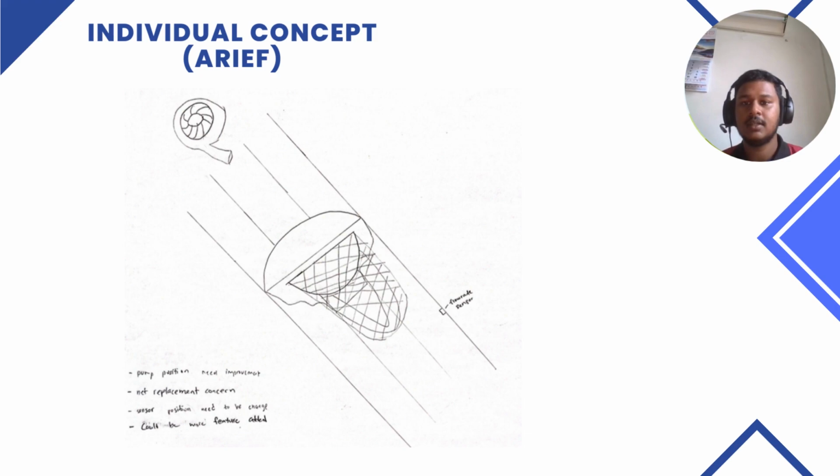This is the individual concept made by myself, Ahmed bin Yusof. For this design, the pump is used to increase the flow rate of the water in case of blockage due to waste. The net will store the waste and will be removed once the maximum capacity of storage is reached.